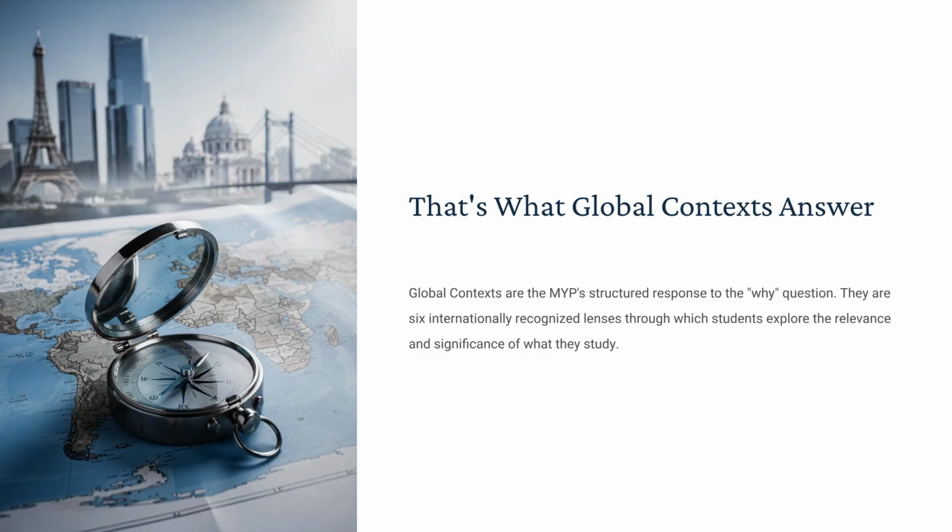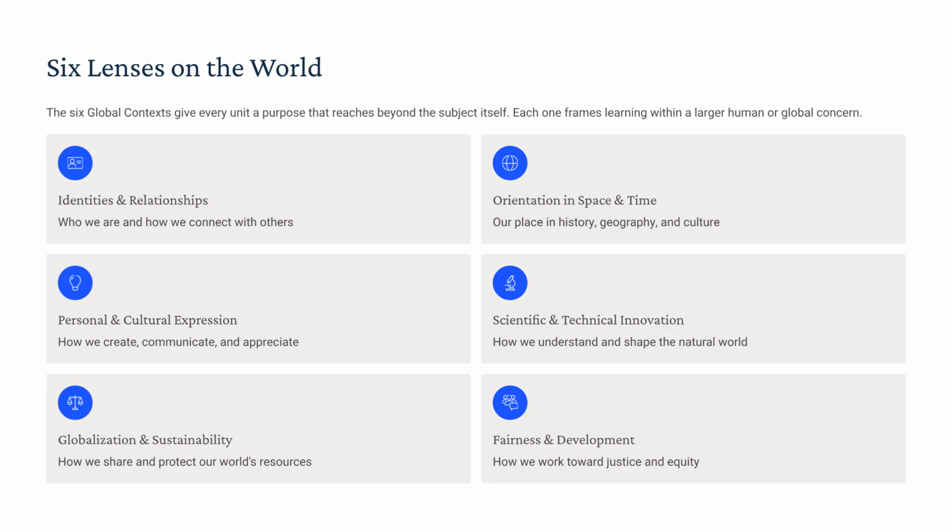These 6 internationally recognized lenses allow students to explore the relevance and significance of what they study. The 6 global contexts give every unit a purpose beyond the subject itself. They frame learning within a larger human or global concern. These contexts include identities and relationships, orientation in space and time, personal and cultural expression, scientific and technical innovation, globalization and sustainability, and fairness and development.